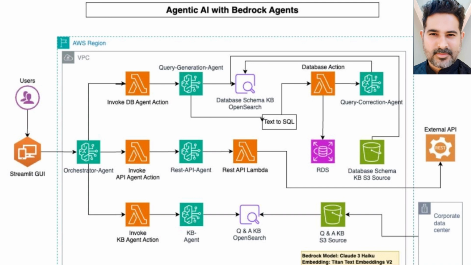Next, we have the API agent action. This uses the REST API agent and a REST API Lambda function to interact with external APIs. This allows our AI to access and use data from sources outside our system, like third-party services.